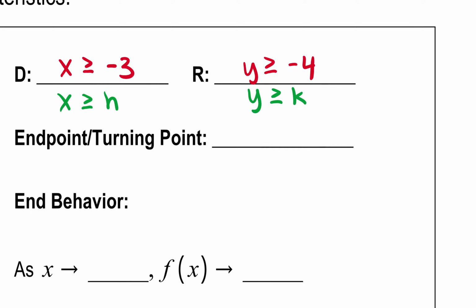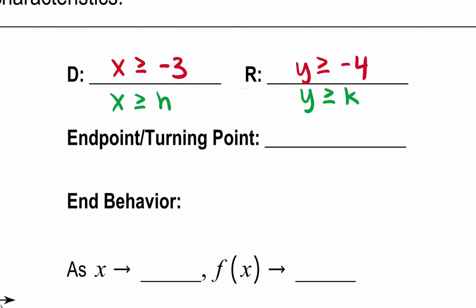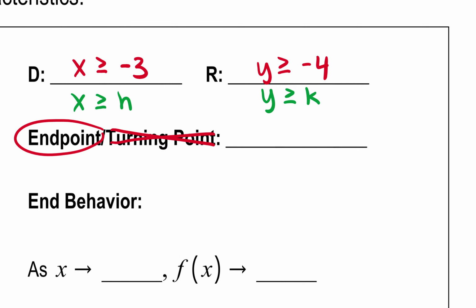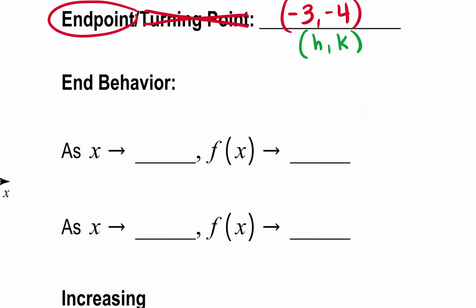Okay, my endpoint slash turning point. So on these, you actually want to circle the correct one. So because it's a square root, we have an endpoint. I'm just going to cross this out. You don't have to, but you'll circle the right one. On the cube root, we have turning point, which is why there's both. So you have to know which one is which. And then, of course, if you're looking at the notes, our endpoint is h comma k. So my answer would be negative 3 comma negative 4. So far, hopefully it's not too bad for you. Yeah, it's not too bad. All right, now behavior.